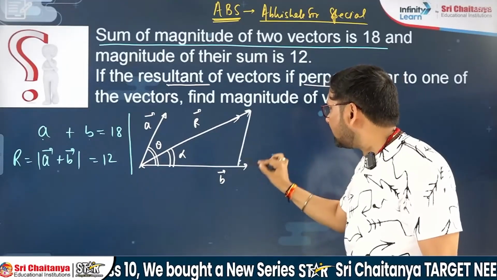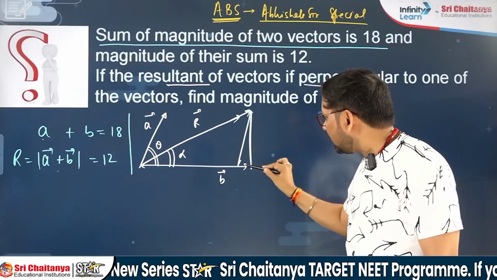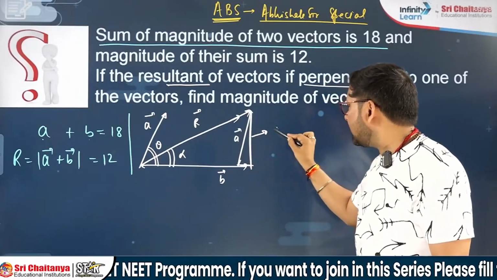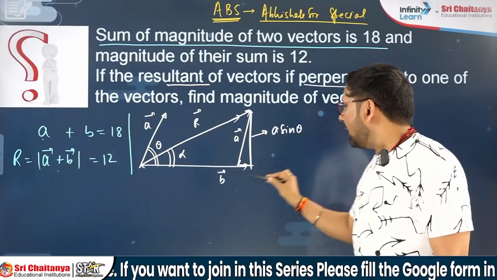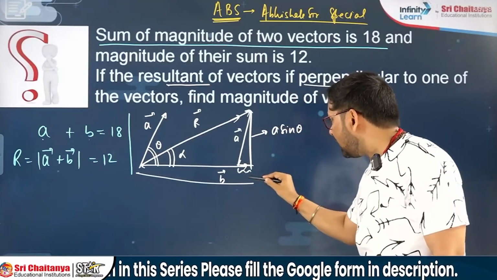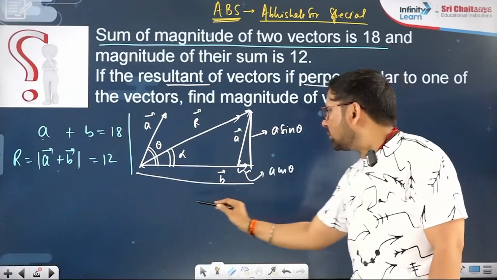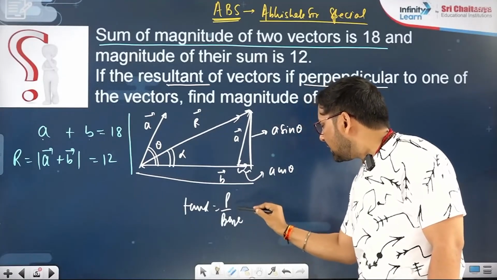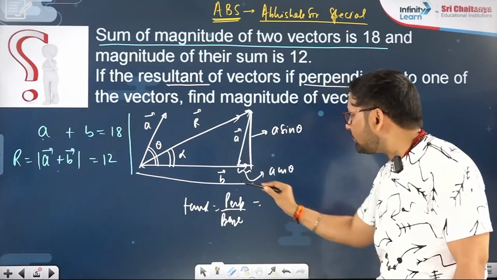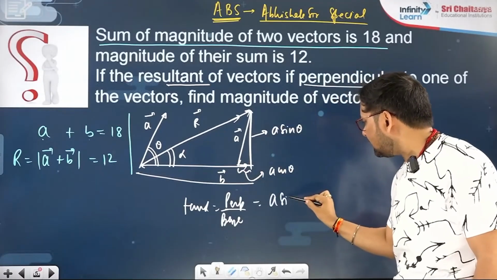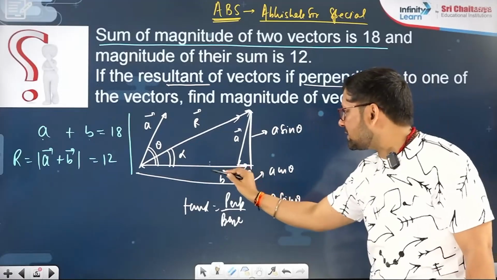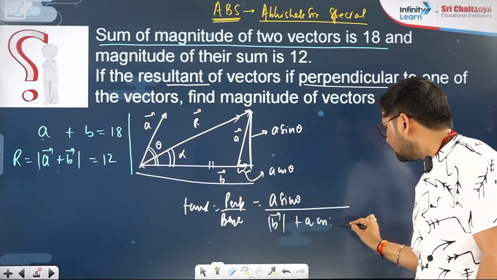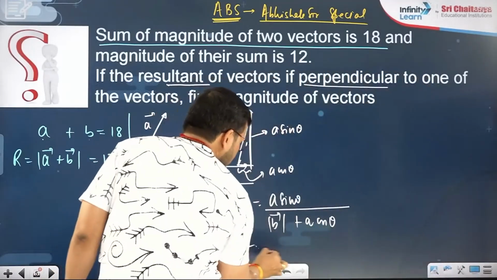What will be value of this alpha? This alpha will be perpendicular by base. This perpendicular value, if you remember, we have taken in the first slide as A sin theta, and the total base value we have taken there as B plus A cos theta. So tan alpha, we all know, is perpendicular upon base. Here for alpha, perpendicular is A sin theta, and total base is B, and beyond B is A cos theta. That is the angle of resultant.